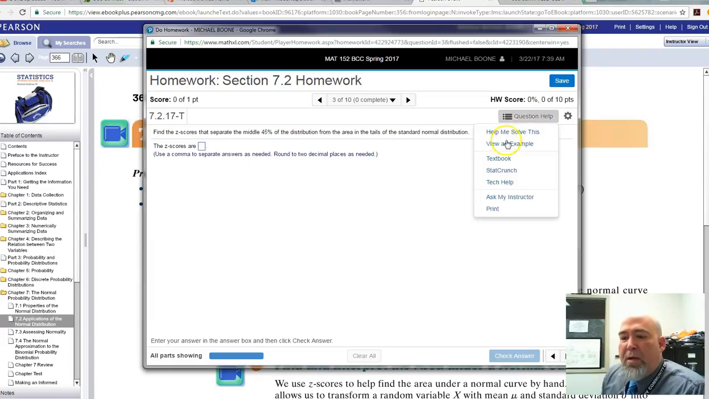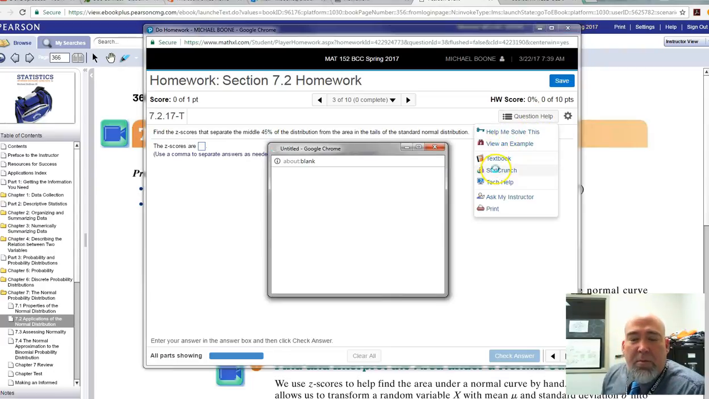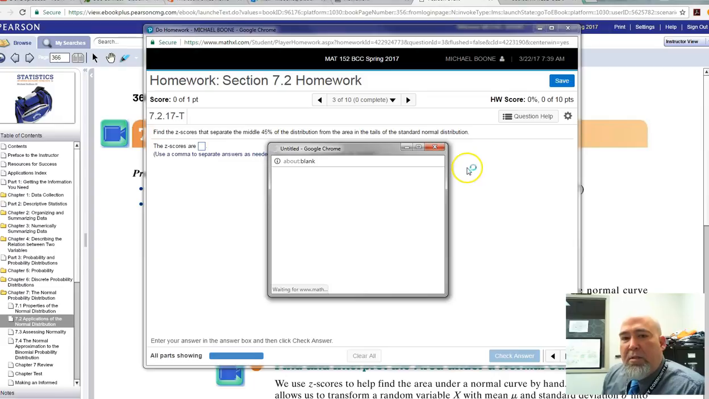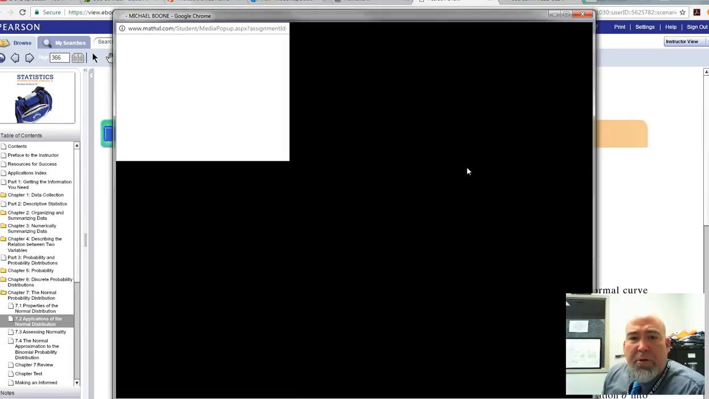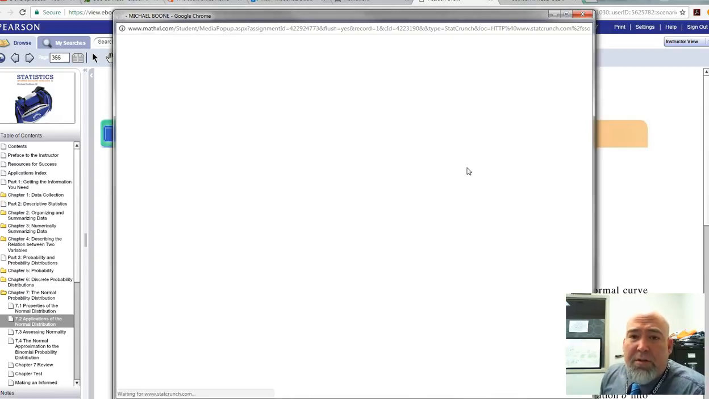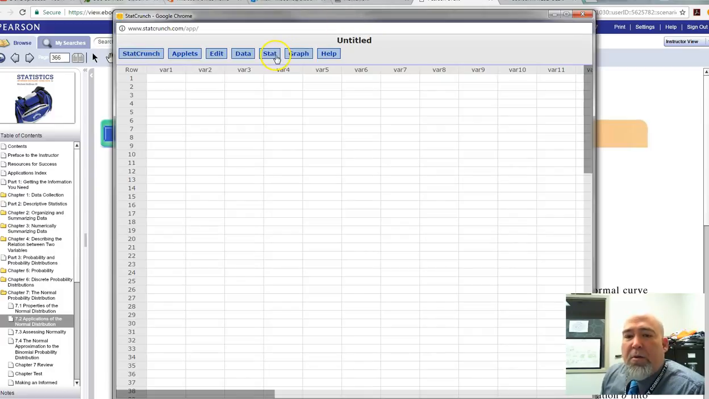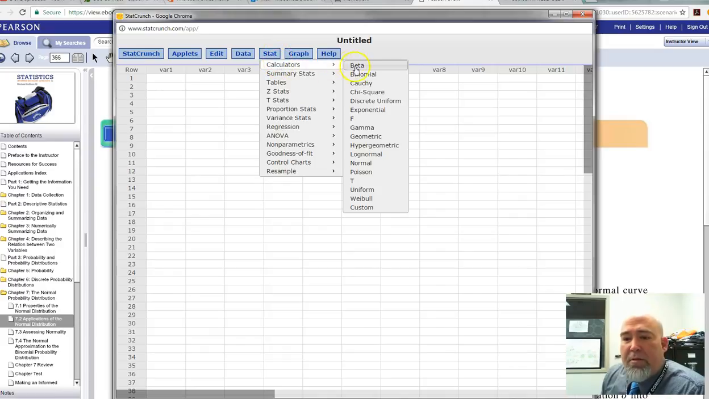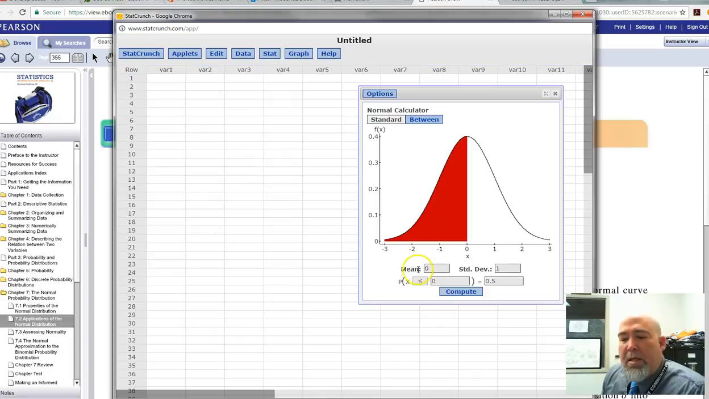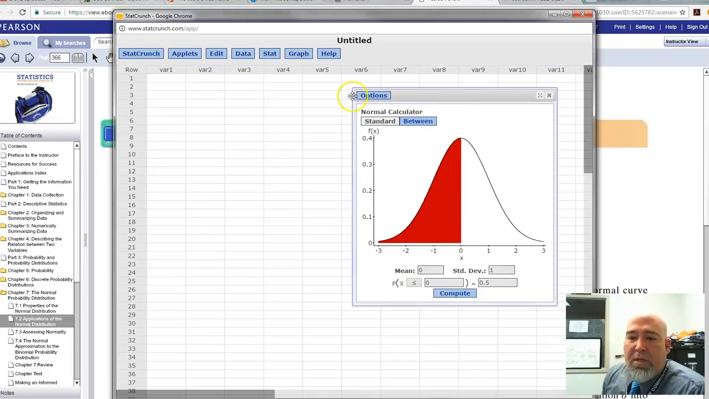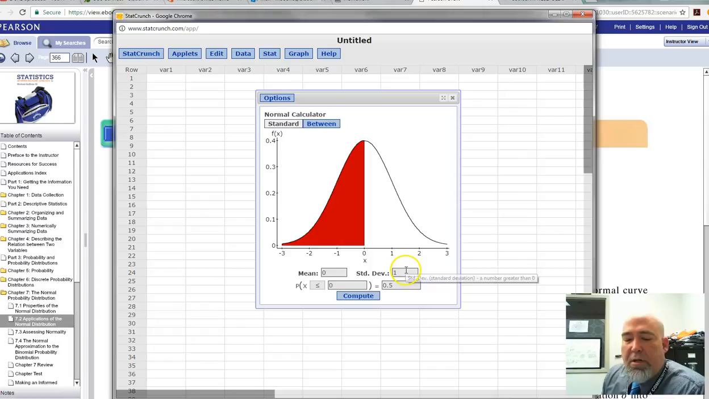And so what I want us to use is StatCrunch to help compute this. And so the z-scores, if we recall from earlier, that's when the mean is 0 and the standard deviation is 1. So I'm going to, in StatCrunch, go to our normal calculator. So under Stat, Calculators, Normal. And so it's set up for z-scores because it says the mean is 0 and the standard deviation is 1.